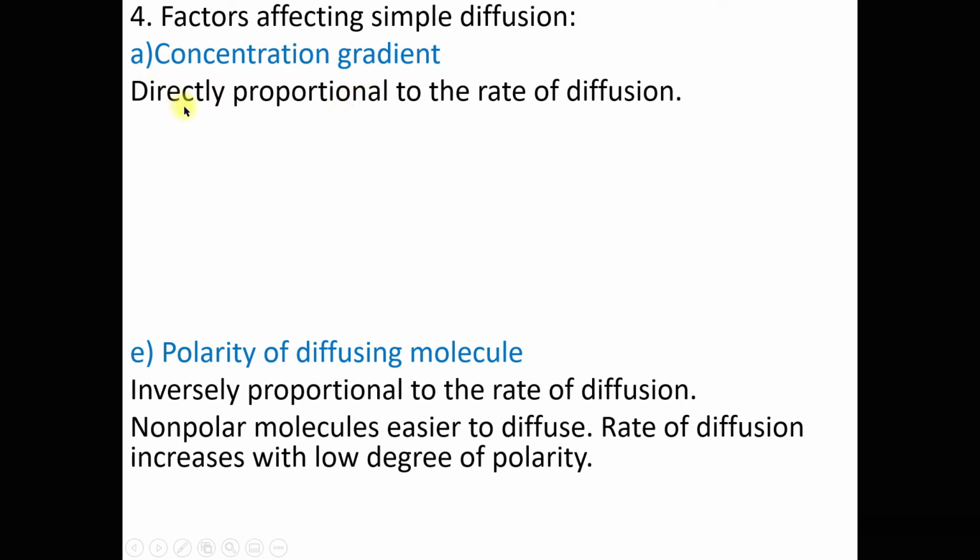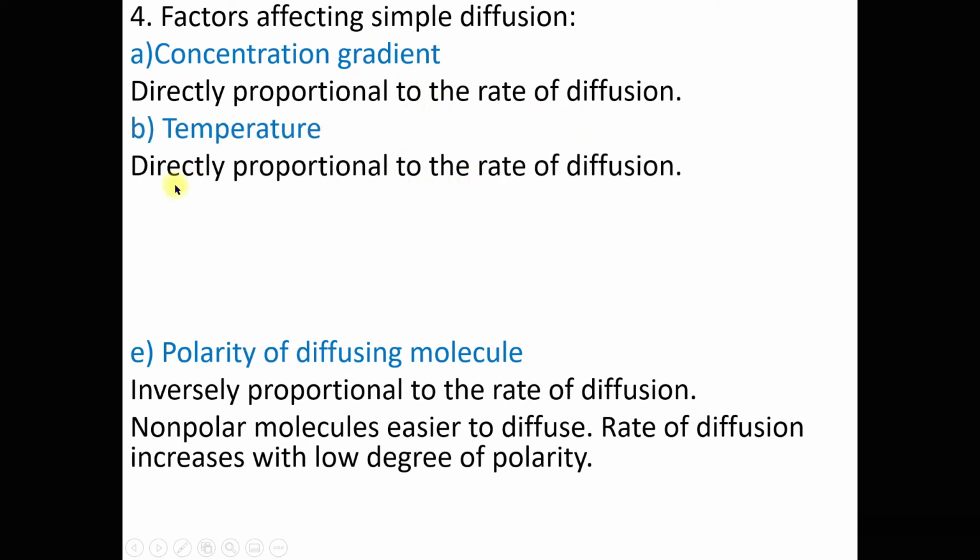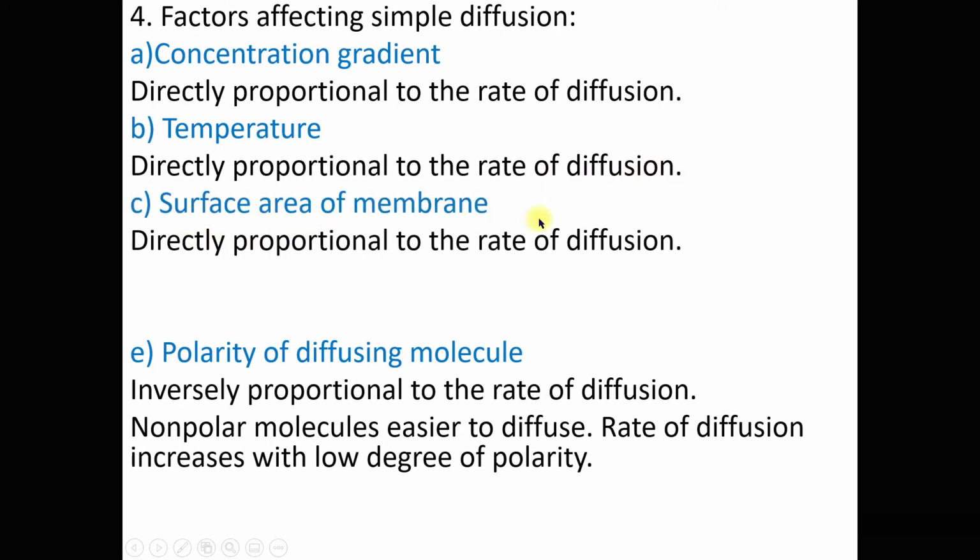The concentration gradient is directly proportional to the rate of diffusion. Meaning to say, the bigger the concentration gradient, the bigger the rate of diffusion. Lagi besar concentration gradient itu, lagi cepatlah rate of diffusion. Temperature is directly proportional to the rate of diffusion. The higher the temperature, the higher the rate of diffusion. Then surface area of membrane, betul juga, directly proportional to the rate of diffusion. Lagi besar surface area membrane itu, lagi cepatlah rate of diffusion.